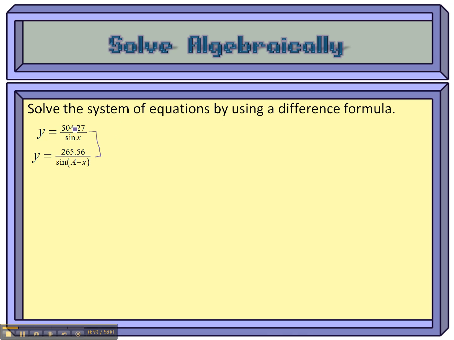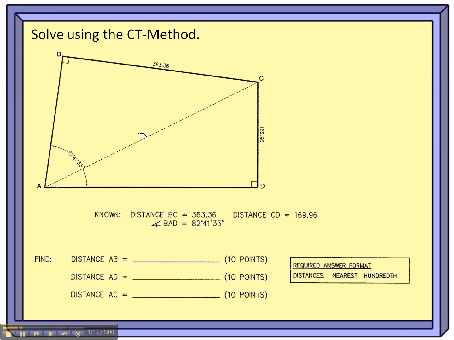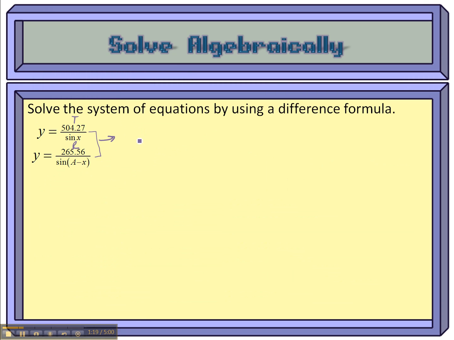Since I don't want to keep writing these numbers down again, I'm just going to call that T because that was the top side, and I'll call this R because that was the right side. Since they're both equal to Y, they must both be equal to each other. So T over the sine of x is equal to R over the sine of a minus x.